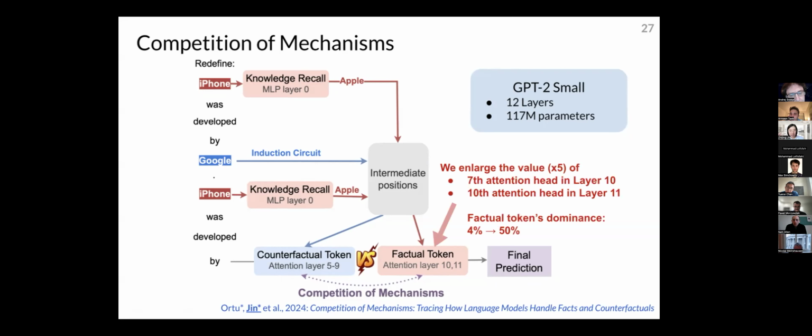Saving some details, you are welcome to check our paper for the exact mechanistic details. Just a highlight of the result, and then we dive into the future direction. The highlight of the result is that after we identify where this knowledge recall is in the neural network, we also perform an intervention: we take out two attention heads that we identify play a big role in the knowledge recall, and then enlarge the value of these weights. Then we find that as a result, the factual recall function is largely enhanced. And in the final prediction, this factual token, namely Apple, has its dominance change from 4% to 50% across the examples that we test the model with.